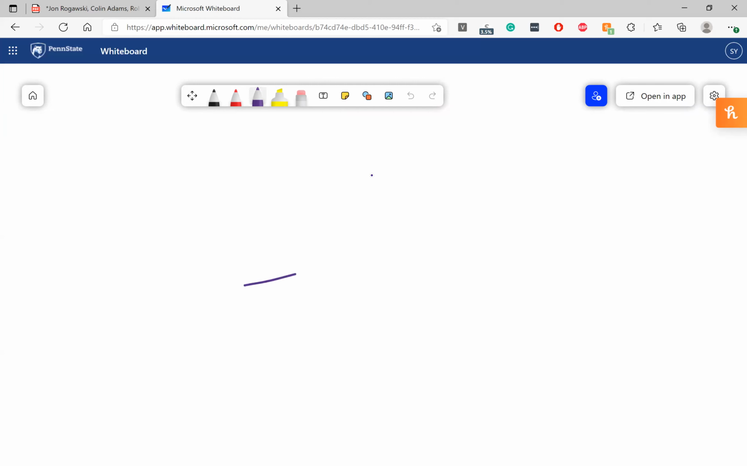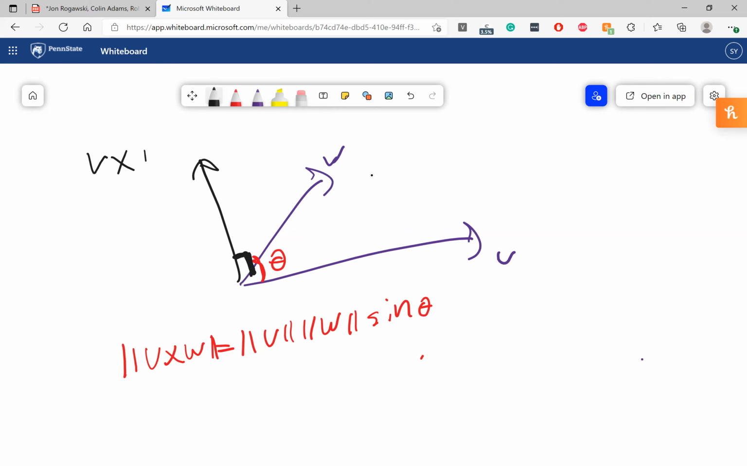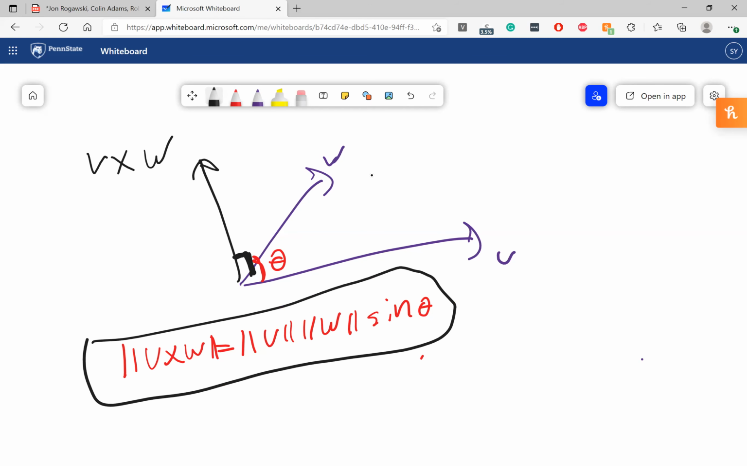So if here's V and here's W, this is the angle between them. For that we have the formula: the magnitude of V cross W is equal to the magnitude of V times the magnitude of W times sine of the angle between them. That's for the magnitude. The resulting cross product is orthogonal to both of them. So you see it's perpendicular over here, and this is V cross W. But that angle doesn't appear in this formula. Any other questions?